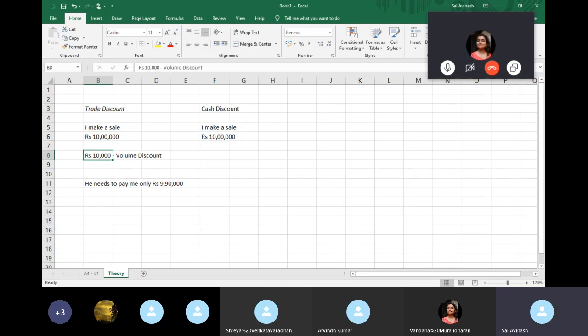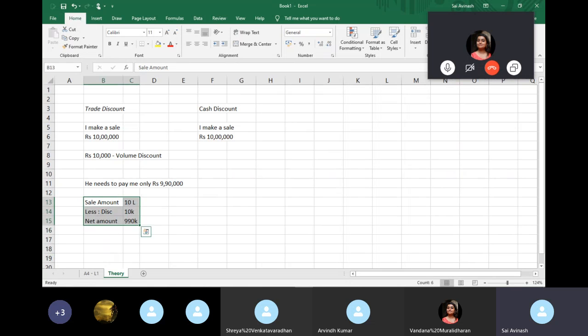So this will be mentioned in the bill itself, right? The bill will say sale amount 10 lakhs, less discount 10K. For those of you who don't know what K is, 1,000, okay, 10,000. Net amount is 9 lakh 90,000. So the bill will mention these details, okay? So that's a trade discount.